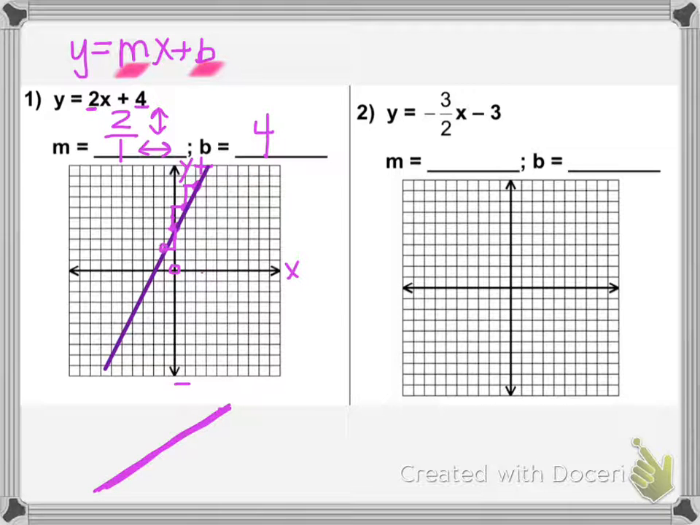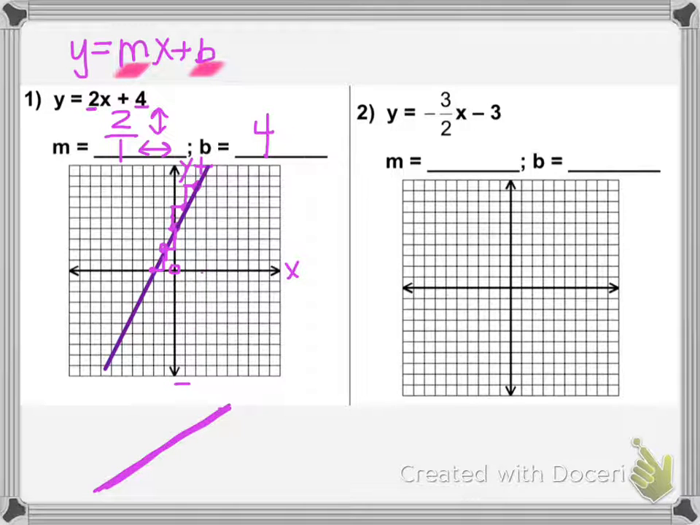Oh, Lord, sorry. Go down 2, 1, 2, go to the left 1, put a dot there. But what you want to make sure on these triangles, whether they're above your line or below, is that the up and down distance is 2 and the side to side is 1. All right, let's look at number 2.